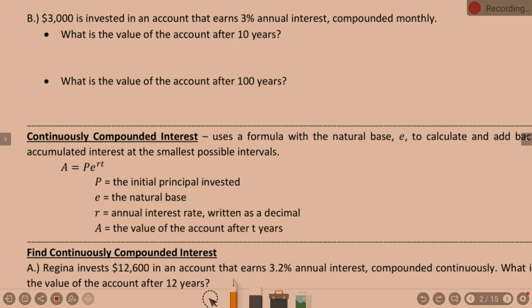My principal, my P value, is 3,000. What else do I know? R is 3%. What am I going to use that as? Move your decimal 2 places: 0.03. And what else do I know? 10 years is going to be our t value. What does compounded monthly tell me? It is 12.